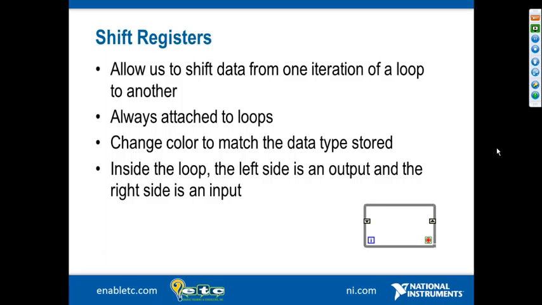As we recall, shift registers allowed us to shift data from one iteration of a loop to another, essentially giving us the ability to remember information. They're always attached to loops, and the color and the data type match automatically the type of wire connected into them. They are always a pair of terminals, one on the left side, which is an output, and one on the right side, which is an input. The way we used the shift registers in last week's webinar was to remember the direction of motion, so that whenever a particular occurrence happened, we would change directions. We're going to expand on the use of shift registers in this webinar to include a more sophisticated data structure called the state machine.